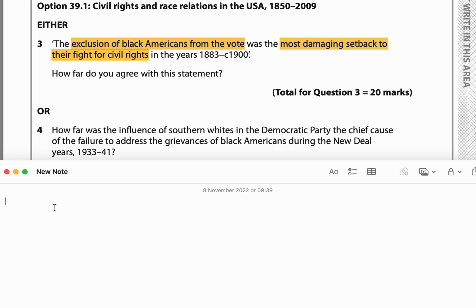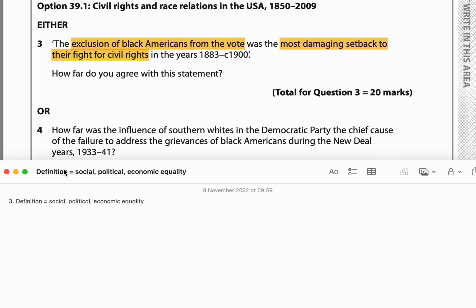So let's have a think about this. We need to define what we mean by their fight for civil rights. What do we mean by civil rights? I would always go for social, political, and economic equality. So that's what we are going for. So the exclusion of Black Americans from the vote, was it the most significant kind of obstacle to the advancement of social, political, and economic equality for Black Americans?